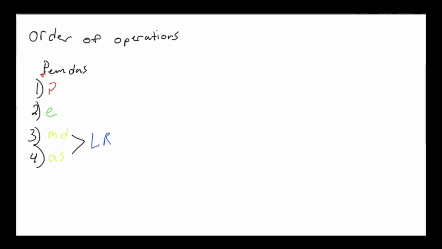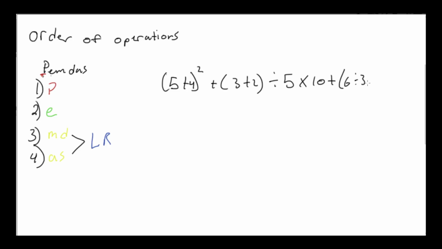So let's do an example problem. So we have 5 plus 4 squared plus 3 plus 2 divided by 5 times 10 plus, let's just go all out here, 6 divided by 3 plus 2. So we always know that we have to go left to right. So we have to identify our parentheses first because they're the first level. And we're going to go left to right.